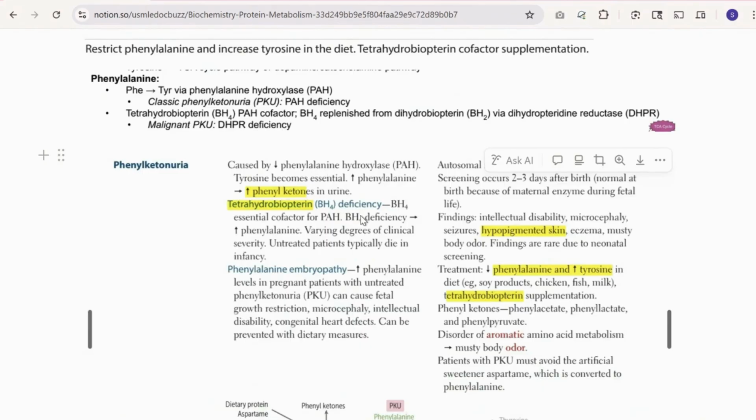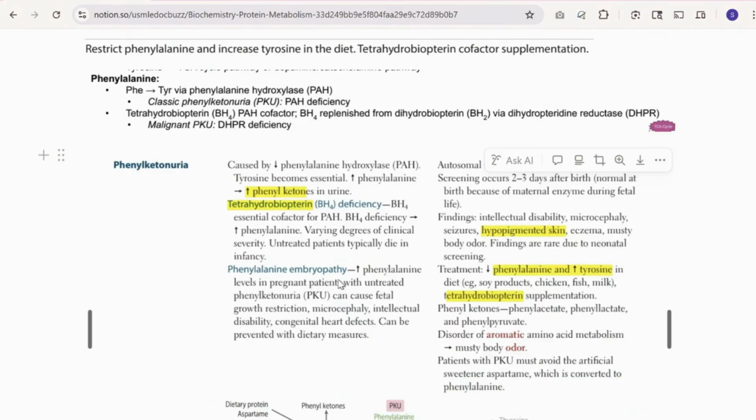It could be the cofactor deficiency, right? Or it could be this enzyme right here, dihydrobiopterin reductase, the thing that regenerates BH4. Maybe that's a problem, right? So there's a couple of different mechanisms that are going into PKU formation, right?